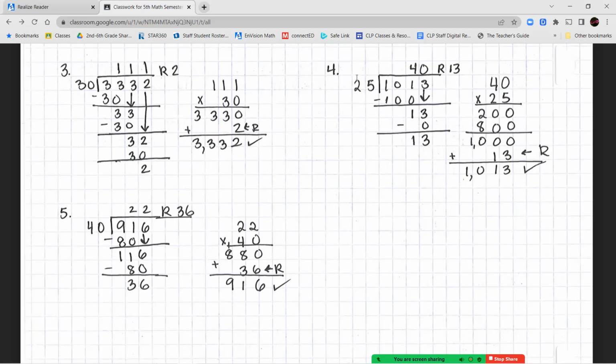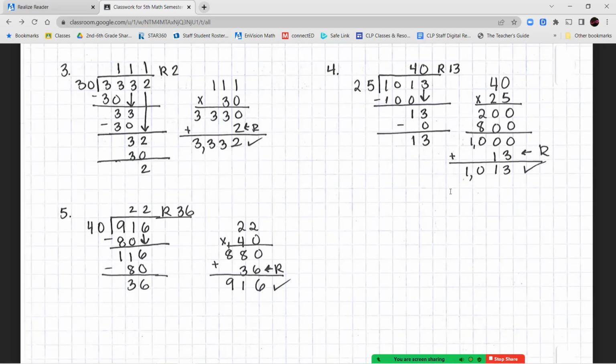Now there's 0 groups of 25 in 13. So I'll put my 0 up here. 13 minus 0 leaves me with a remainder of 13. So 25 times 40 got me to 1,000. 1,000 plus that 13 remainder got me to 1,013. And for number 5, I have 916 divided by 40.